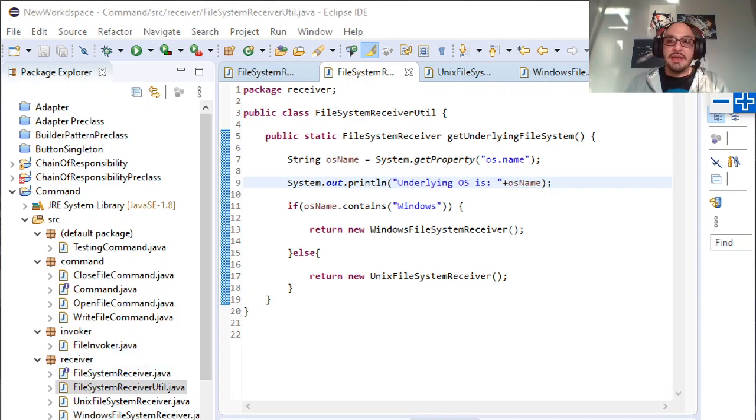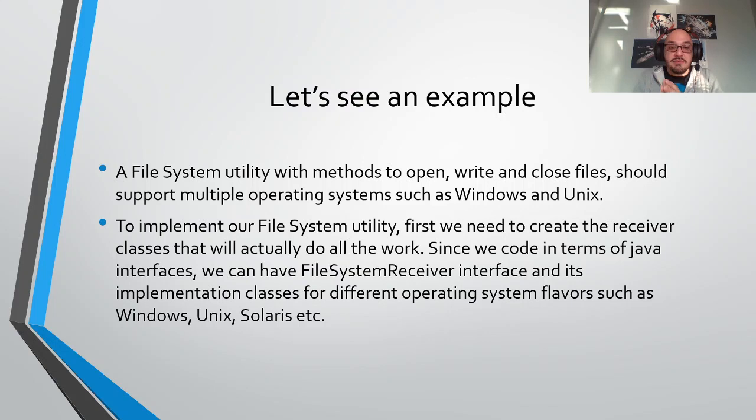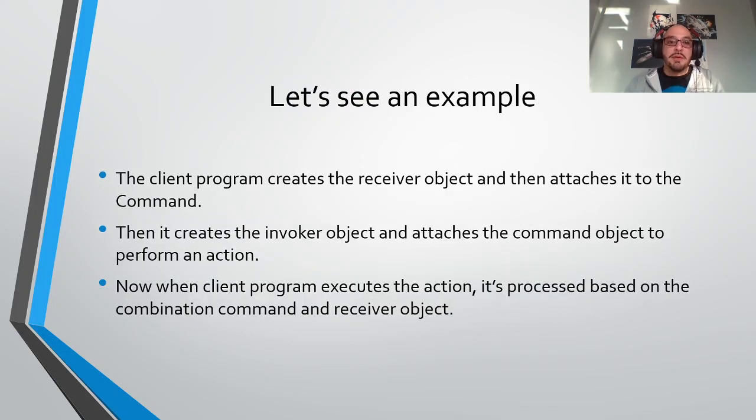Now, let's take a look at the second part of my command pattern. The first part was to define who is my receiver. The next part would be to define my command. So let's take a look at the command.